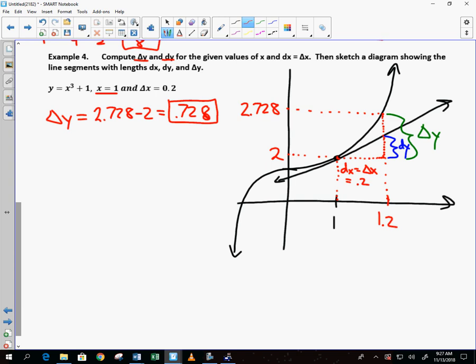Okay, it also says to compute dy. Well, dy is equal to f prime of x dx. So dy is equal to, what's f prime of x? 3x squared times dx. What do I plug in for x?